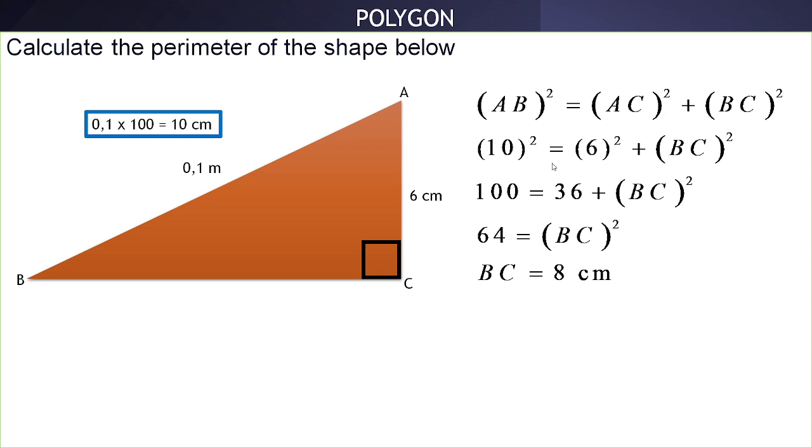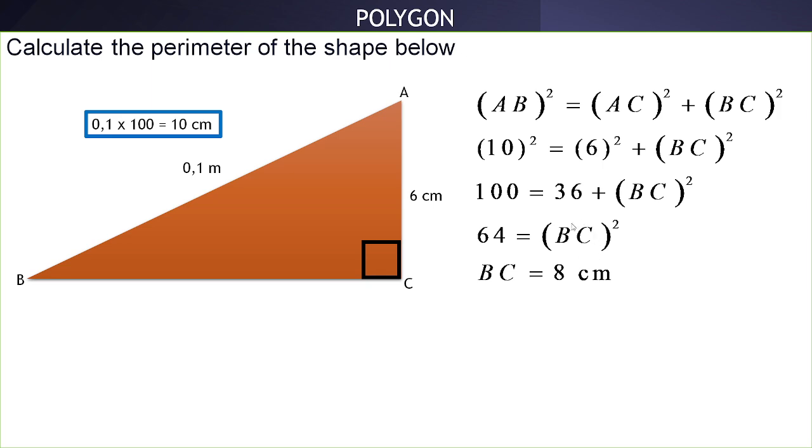AB is 10 centimeters, AC is 6 centimeters, BC is still an unknown. 10 squared gives us 100, 6 squared gives us 36. Still don't know what BC is. We then need to also isolate for BC squared. So we add the additive inverse of 36 on both sides of the equation. And that will come out as 64. So we'll have 64 is equal to BC squared.